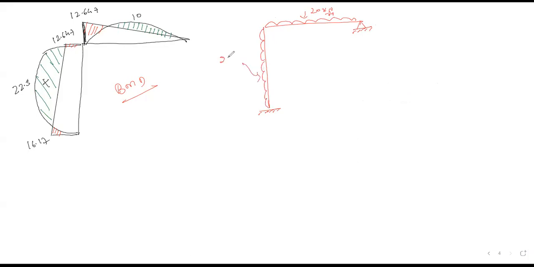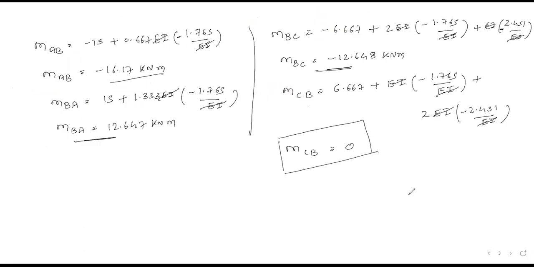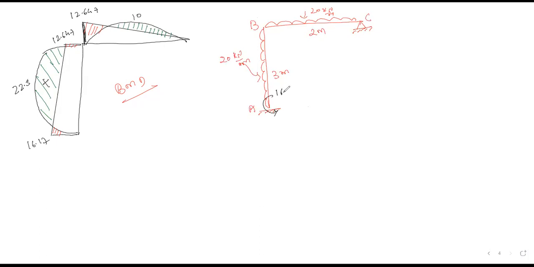This is also 20 kN/meter. 3 meter, 2 meter. We have already calculated end moments. MAB is negative, that's the reason I am showing it anti clockwise, 16.17. This is the clockwise, this is the anti clockwise. Value is 12.647. There is no need to show this value because it is 0.